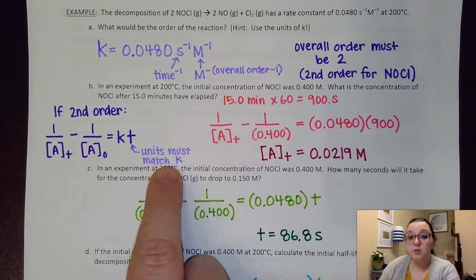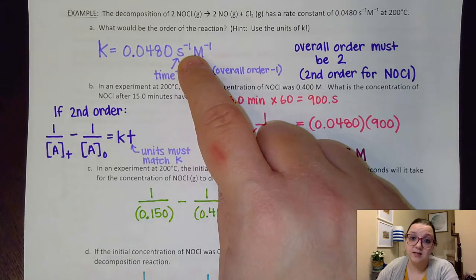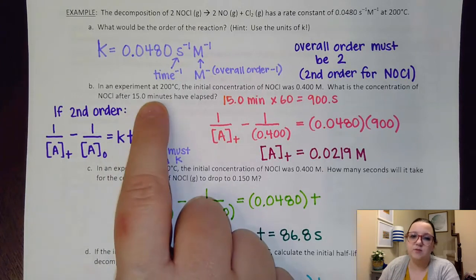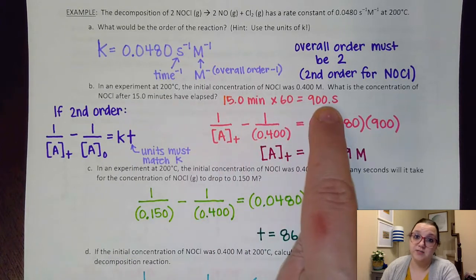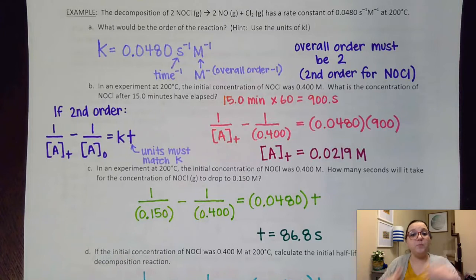Now, one quick thing about T. The time units must match whatever time units were used in K. So if you notice back up here, the time was in terms of seconds in K. And so when I plug into this, I want to make sure that that time is in seconds. If you notice, they give us 15 minutes, and so one of the first things I did is I converted that 15 minutes into seconds. Then once I did that, it's just a matter of plugging in and solving for my variable.